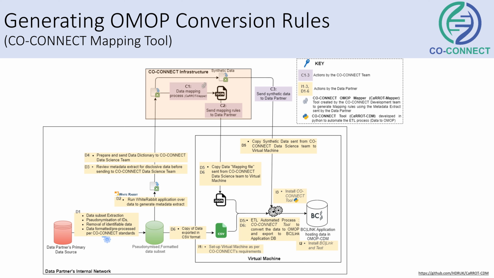As the next step of the data standardization, the data partner will send the Whiterabbit output or the metadata extract and the data dictionary to the CoConnect data team. The CoConnect data team will then use these files as an input to the CoConnect mapping tool and generate an OMOP conversion rules file in JSON format. Think of this rules file as a document containing guidelines for conversion of data to OMOP CDM.